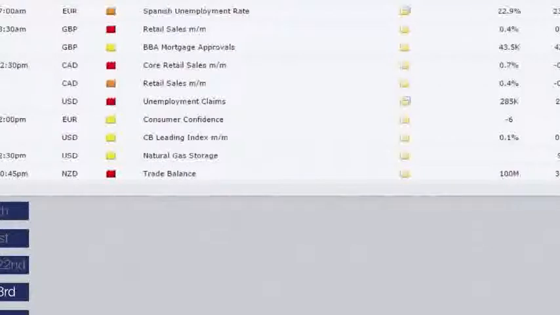Retail sales from Canada, well, this is expected to come in really positive, 0.7 versus minus 0.6. The core retail sales headline is 0.4 versus a previous of minus 0.1. Now, this is obviously quite good, and Canadian dollar is quite negative. So we don't want to trade into this. Don't want to buy the Canadian dollar into this because we're looking for negative deviations, of course.